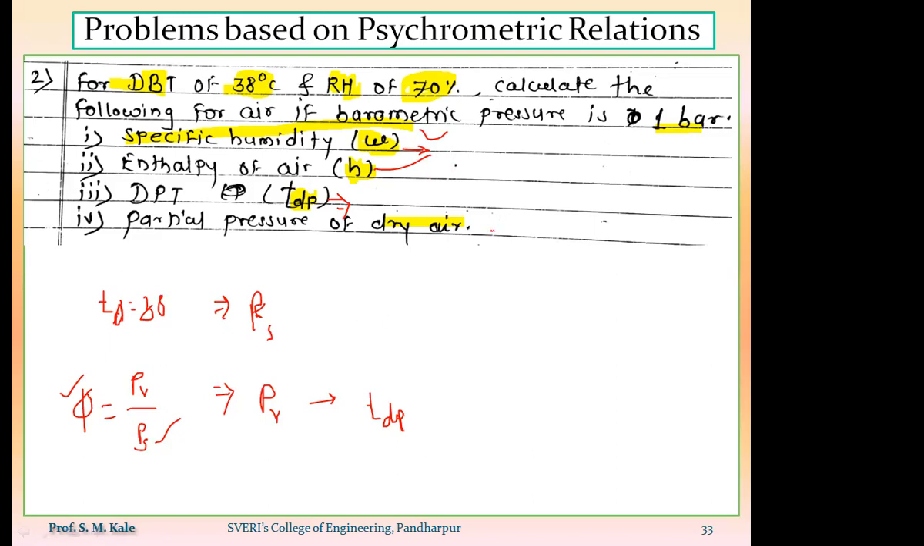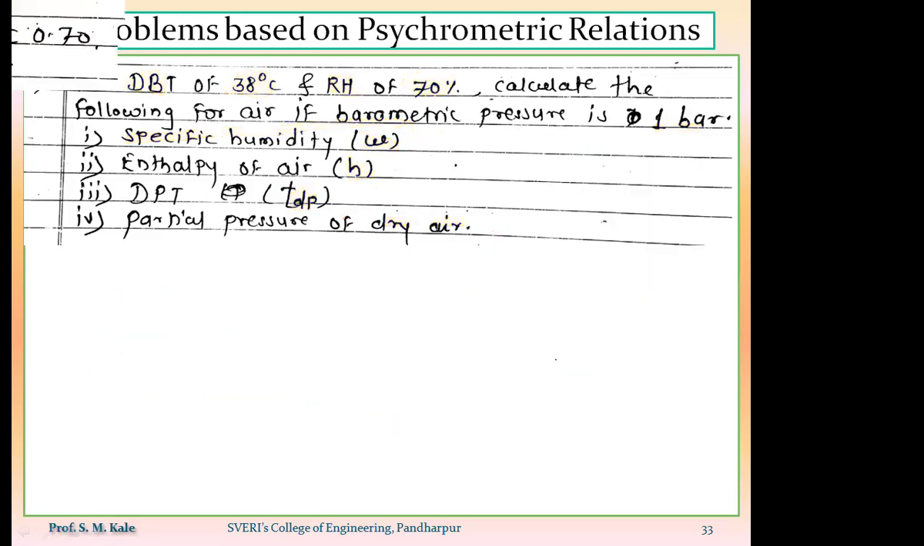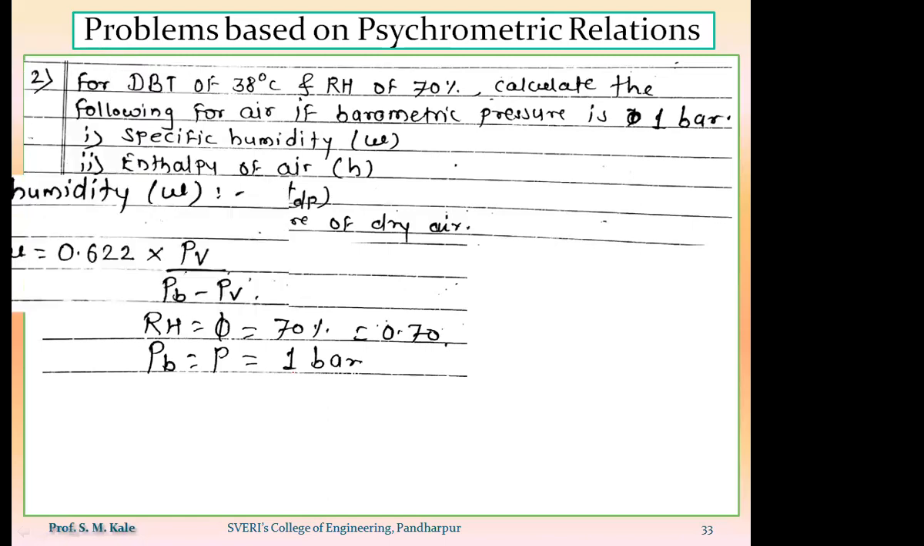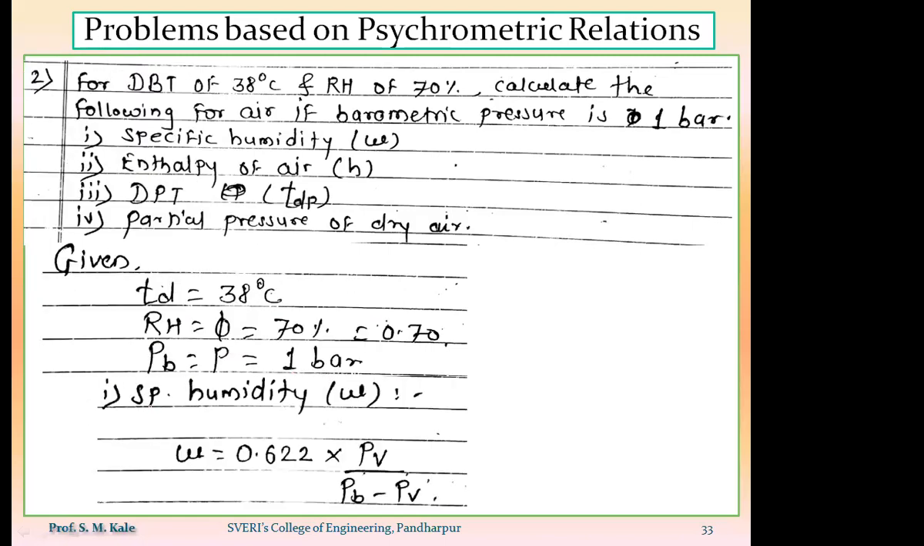So here, as dry bulb temperature is given, relative humidity is given, and barometric pressure is given. First of all, to calculate the value of specific humidity, the formula is small w is equal to 0.622 pv divided by pb minus pv. But pv is unknown to us. It is an unknown quantity. So to calculate the value of pv, we'll take the help of steam table.